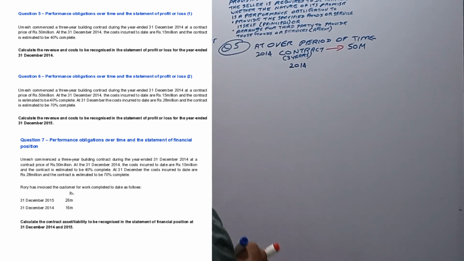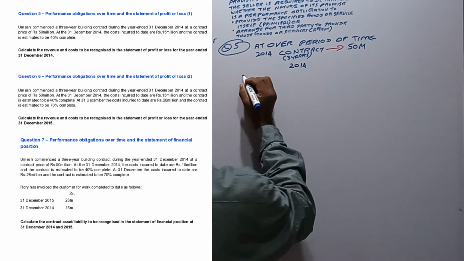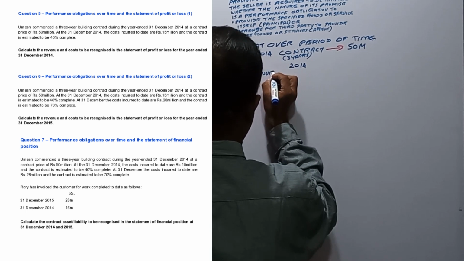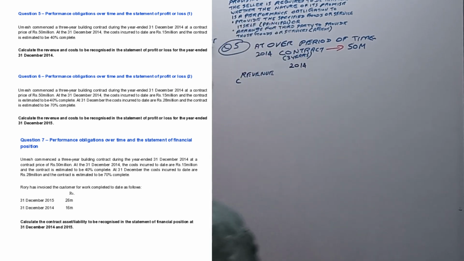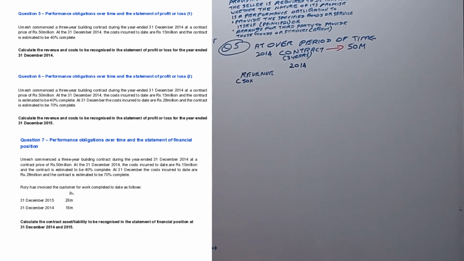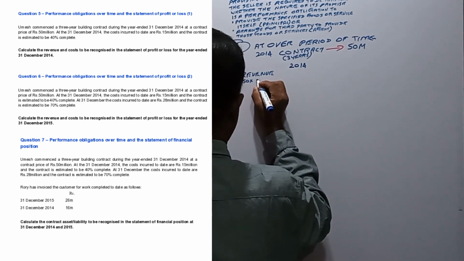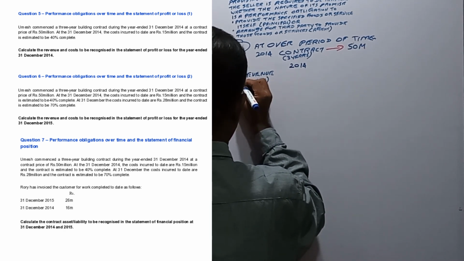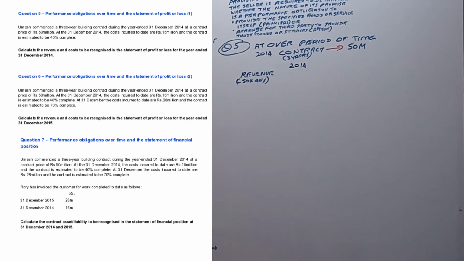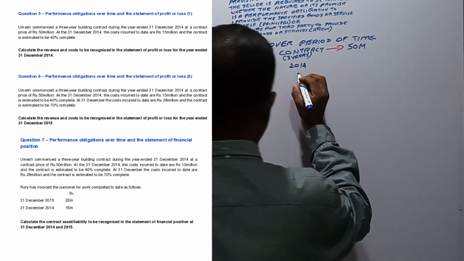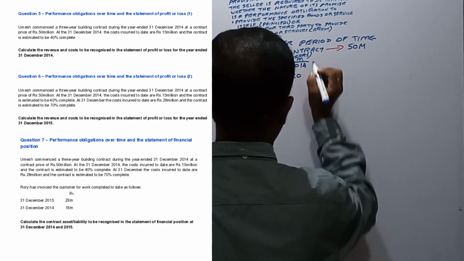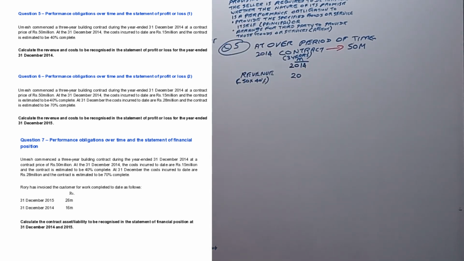Contract revenue is equal to 50 million into 40%, right? 40% of 50 million is 20 million. It is in millions, right? 20 million.